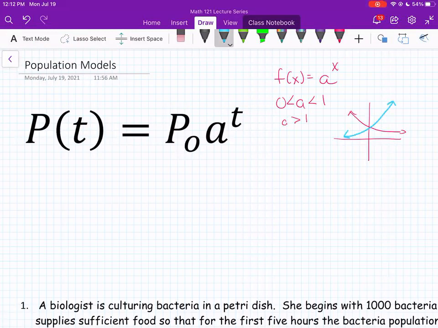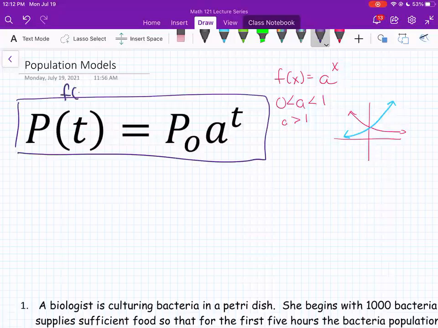Population is something that our world needs to be very concerned about because it does grow exponentially, and we have to take that into account when we're studying things like resources. The generalized form of an exponential equation that we use with population is shown here.